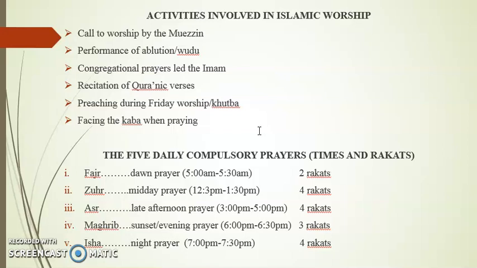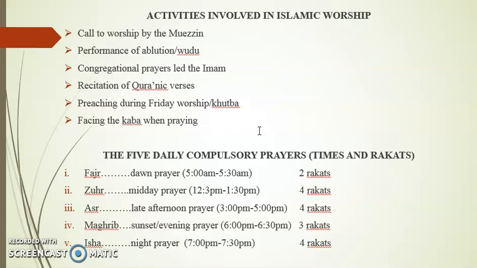Okay, now since we are talking about prayers, let's look at the 5 daily compulsory prayers. There are times and the rakats. So the rakats happen to be the practices in each prayer. So these are the 5 daily compulsory prayers: the Fajr, the Zuhr, the Asr, the Maghrib, and the Isha. So let's take them one after the other and look at the times.